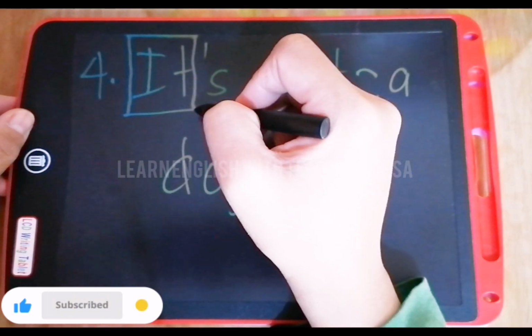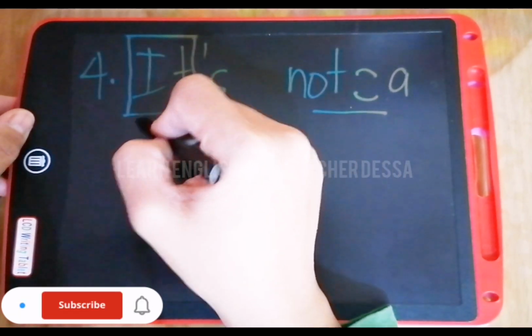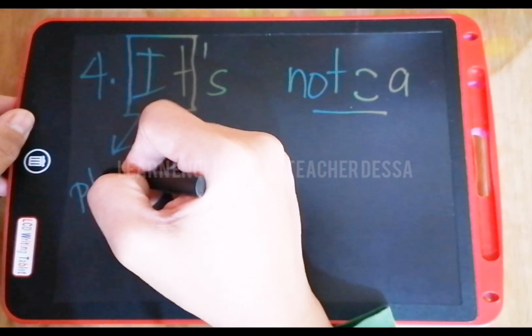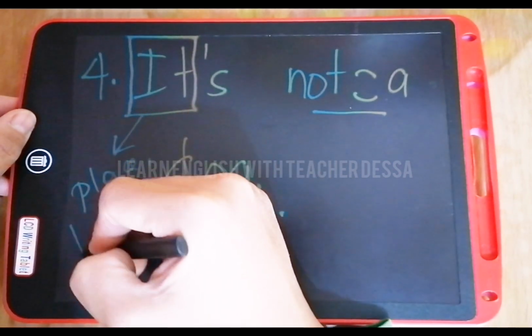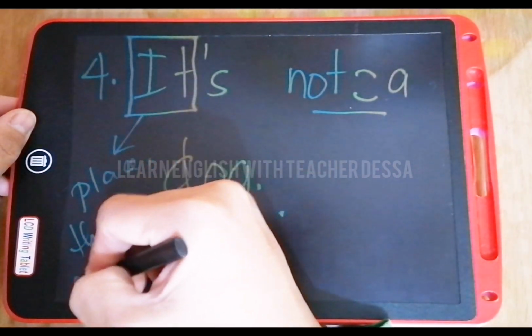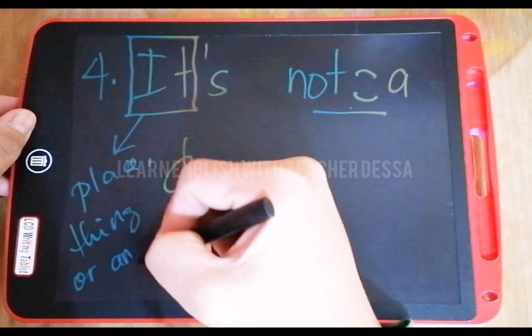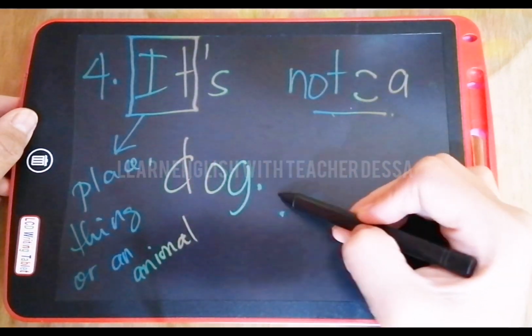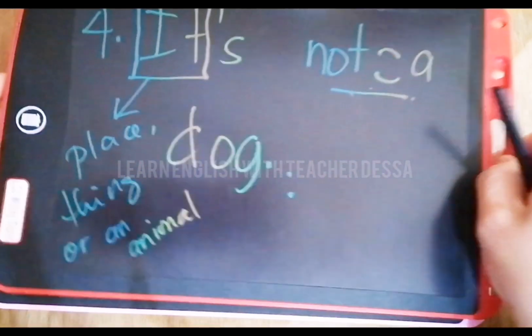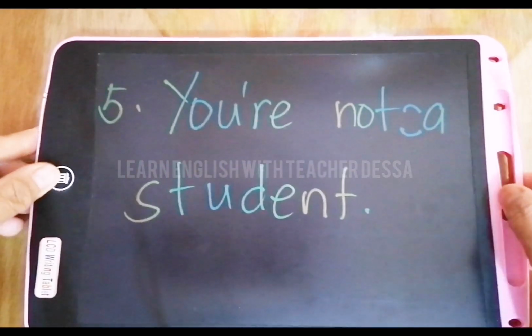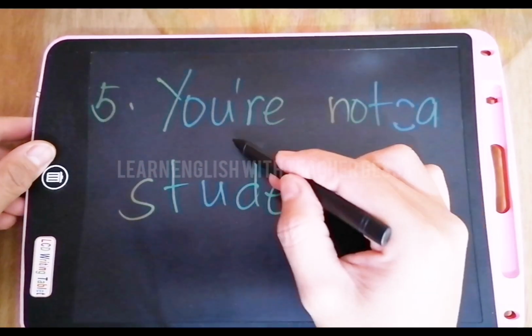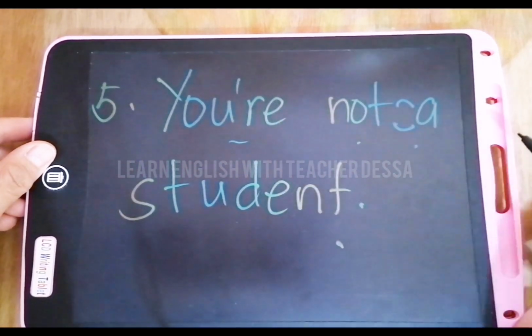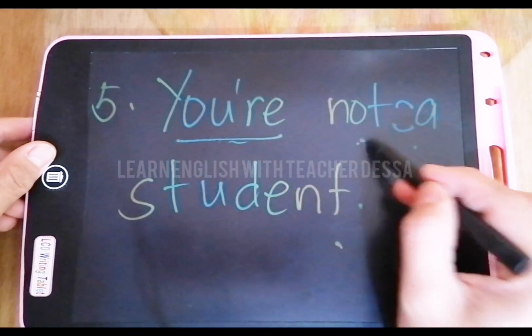Remember that the subjective pronoun it is only used for a place, thing, or an animal. It's not a dog. The next one, you're not a student.